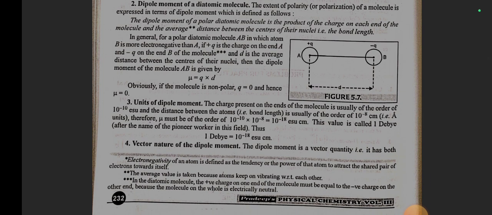Number 3. Units of dipole moment. The charge present on the ends of the dipole of the molecule is usually of the order 10^-10 ESU, and the distance between the atoms is usually of the order 10^-8 cm. Therefore, mu must be of the order 10^-10 × 10^-8 = 10^-18 ESU cm. This value is called 1 Debye. Thus, 1 Debye is equal to 10^-18 ESU cm.